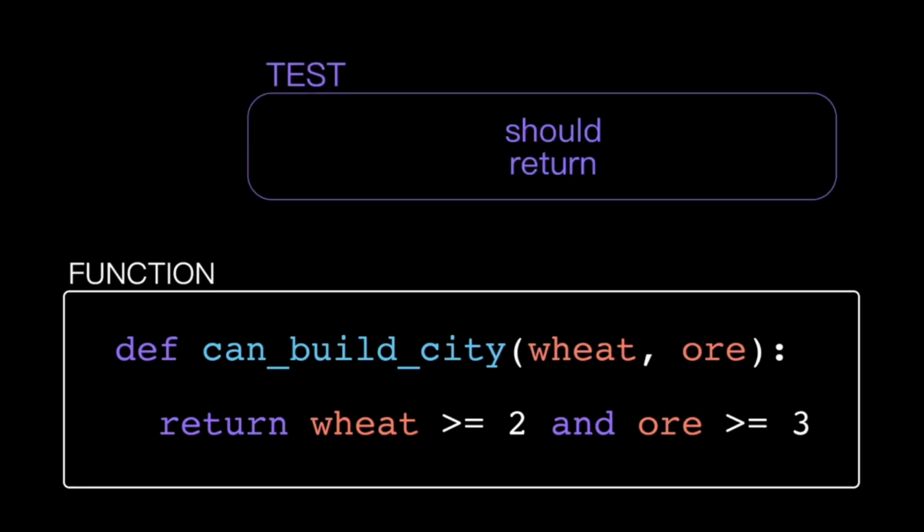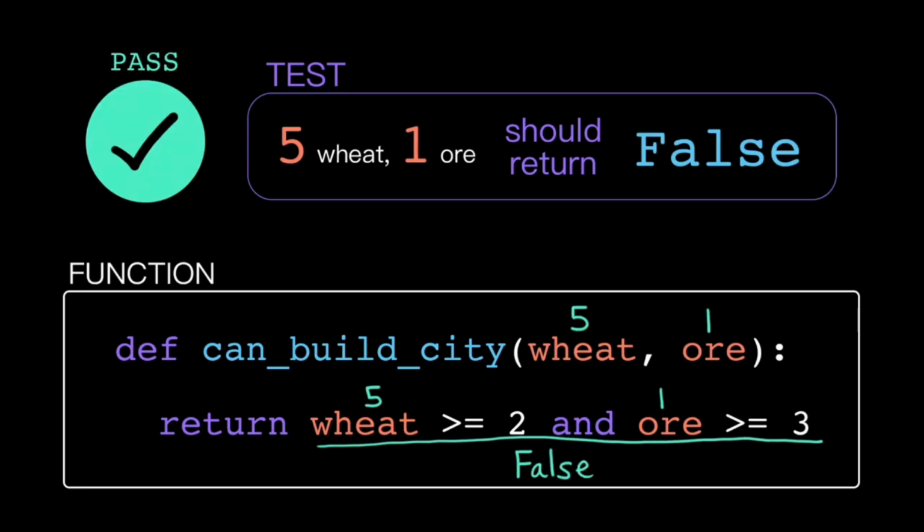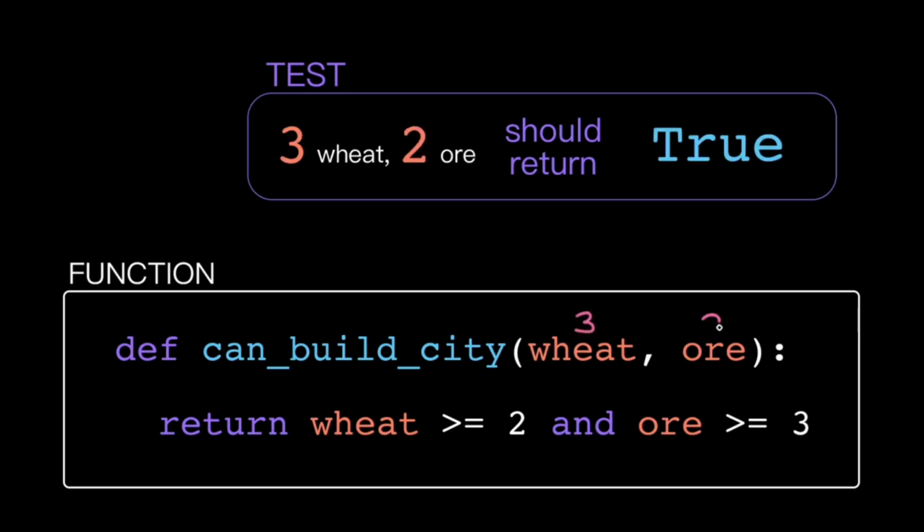With unit tests, we can define the requirements for our function in code. For example, my unit test might validate that when I call my function with the arguments 5 wheat and 1 ore, that I get the return value false. If that assertion is correct and I do get back false, then the test passes. But if we get a different return value from the one the test expects, then the test fails.